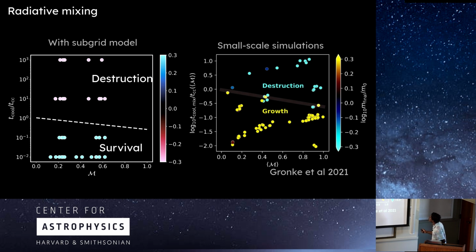There's a dividing line here, just believe me. And it's the same one as this one, so you can compare that. On the right, we have the small-scale simulations. These are, again, turbulent box simulations where you see destruction on one side and growth on the other. And if we do the same with subgrid models, and these have both resolved, unresolved, different Mach numbers, and everything, we clearly see that both of them are agreeing with each other.